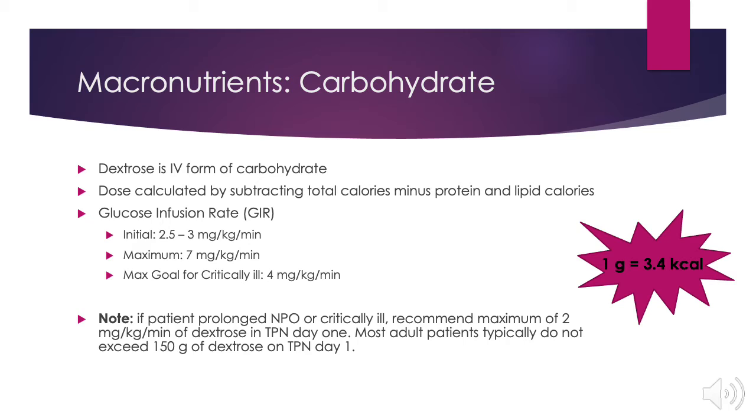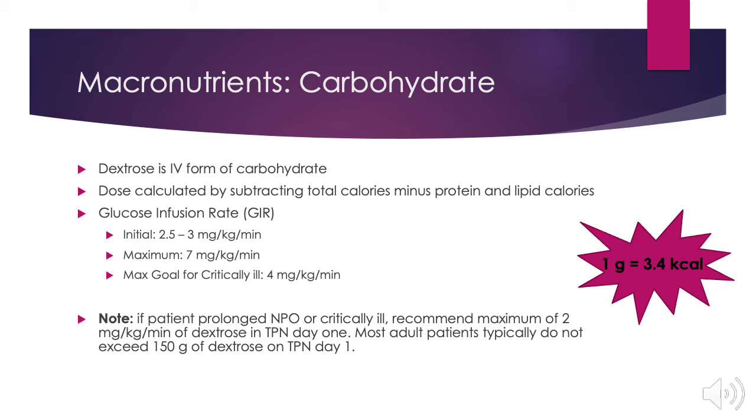The recommended initial GIR range for new TPN starts at 2.5 to 3 milligram per kilo per minute, and the absolute maximum GIR for adult patients is 7 milligram per kilo per minute. If the patient has been on nothing by mouth or NPO status or is critically ill, it is recommended to not exceed 2 milligram per kilo per minute GIR on TPN day 1. And in general, most adult patients typically do not exceed 150 grams of dextrose on TPN day 1.